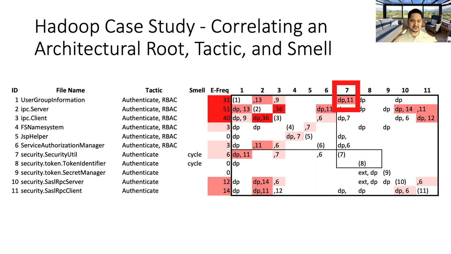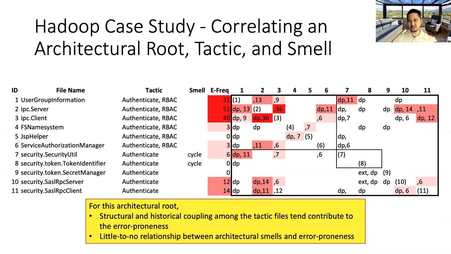For this architectural root in Hadoop 2.5.0, we find that structural and historical coupling among the tactic files tend to contribute to error proneness. However, there is little to no relationship between architectural smells and error proneness. From a more practical perspective, by combining these analyses, we can prioritize and guide maintenance and evolution efforts. So, for example, a developer would be guided to focus their effort on user group information.